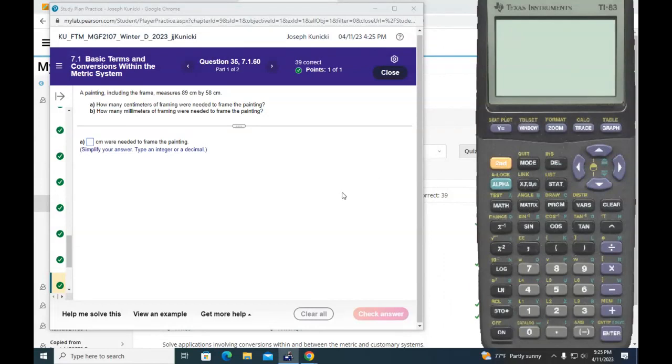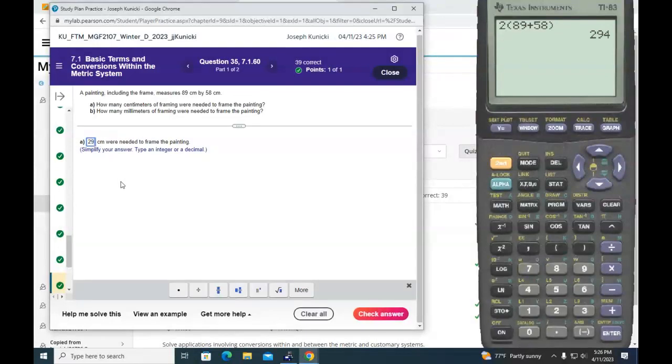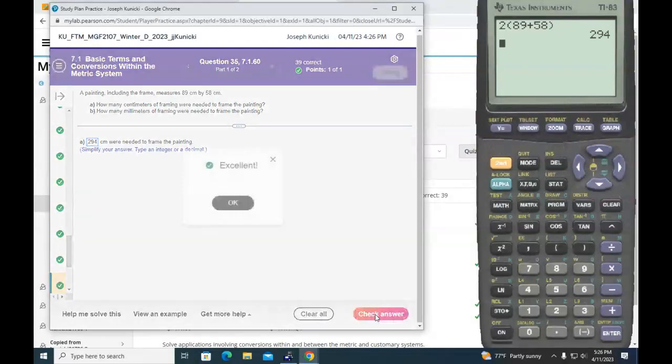Perimeter. So if you just take the sum of those and multiply by 2, because you've got 2 lengths and 2 widths. So we would just go 2 times 89 plus 58. That'll give us the perimeter, without considering the width of the frame, because obviously there's corners above and below, but they're not considering that. It's an idealized situation.